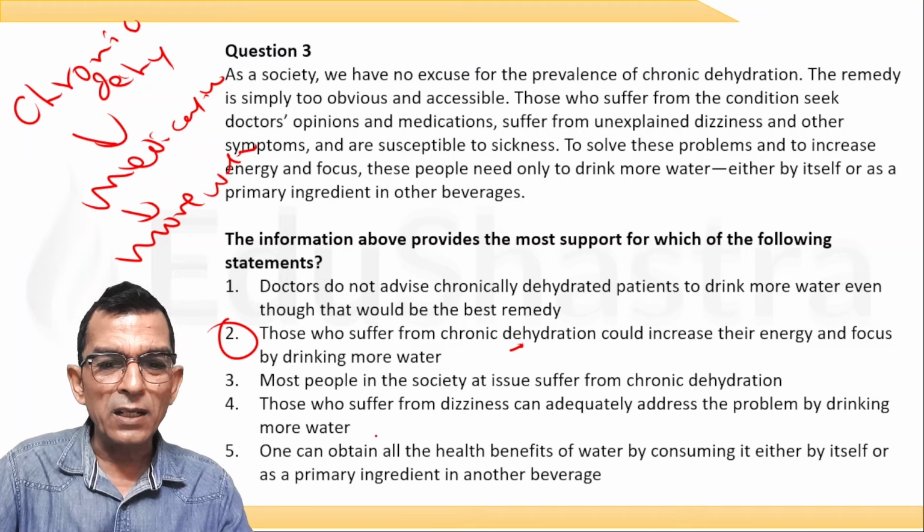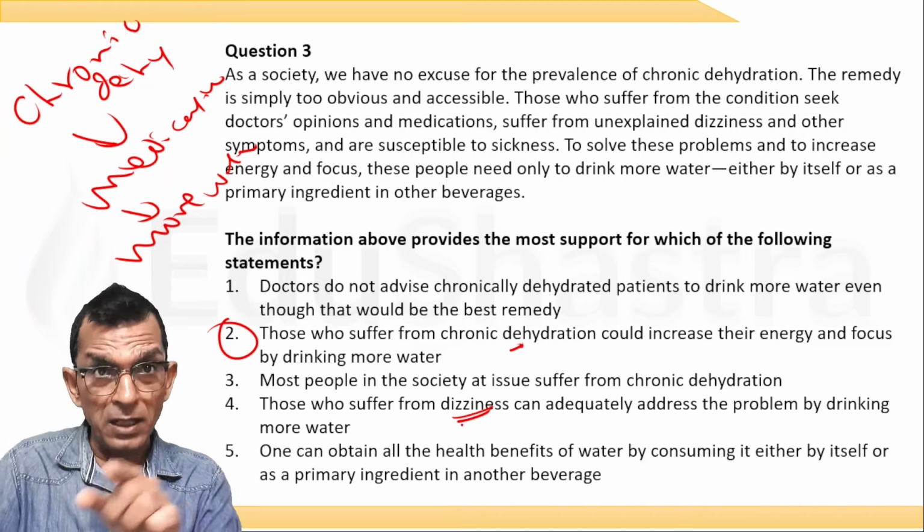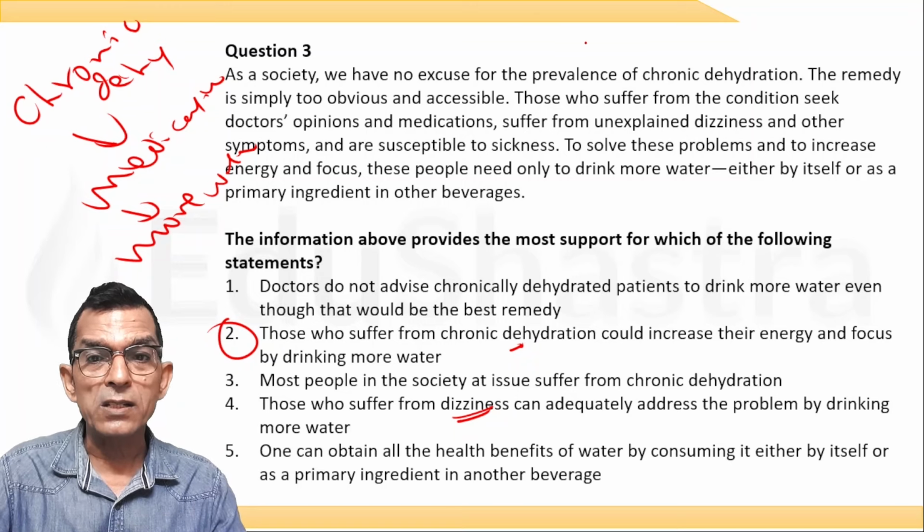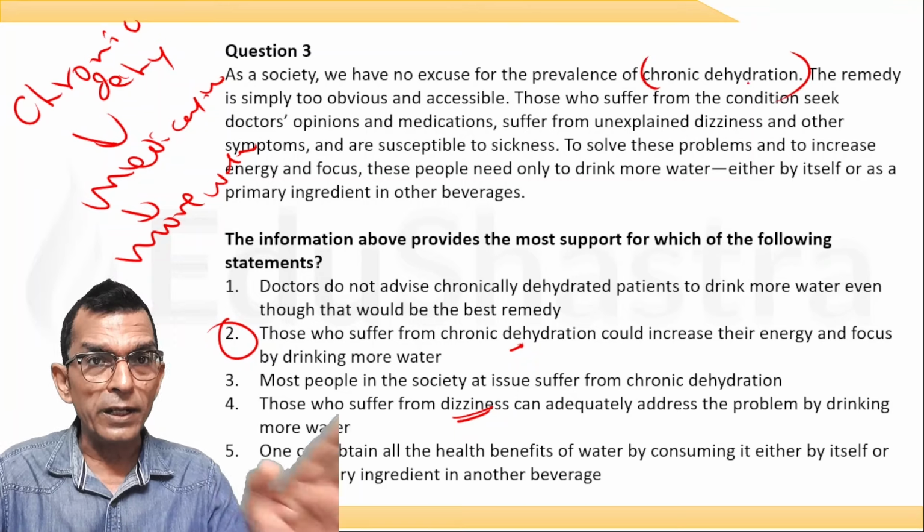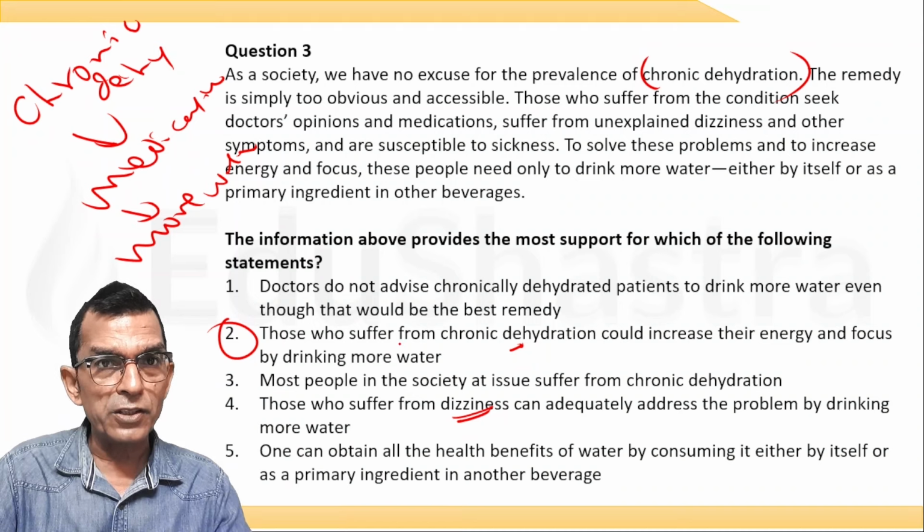Why not the fourth one, sir? The fourth one has a problem. It is limiting the passage to dizziness, whereas the passage is talking about chronic dehydration. So this one talks about chronic dehydration.